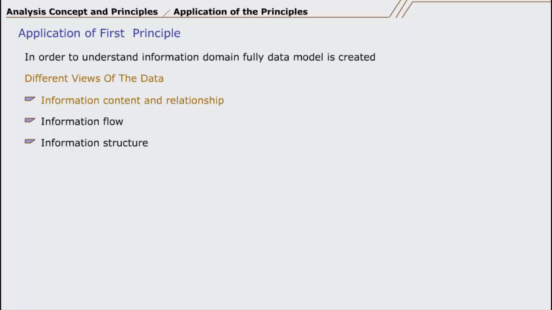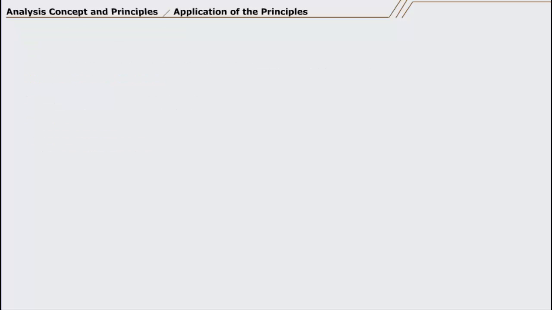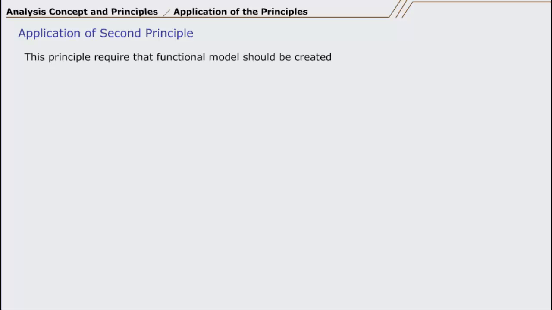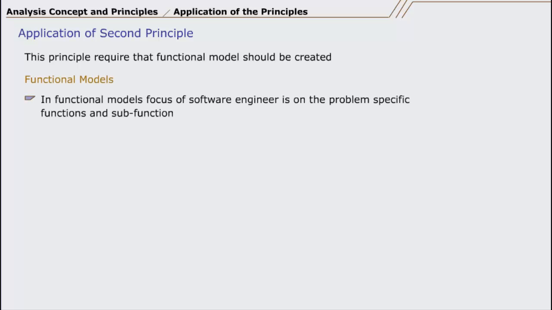Second view, the information flow, represents the manner in which data items move through the system. The third view, the information structure, represents the internal organization of various data items. Second principle requires that a functional model should be created. In functional models, the focus of the software engineer is on the problem-specific functions and sub-functions.